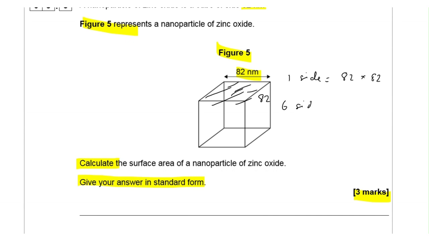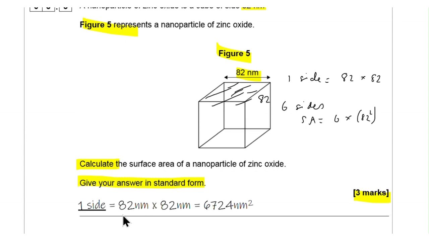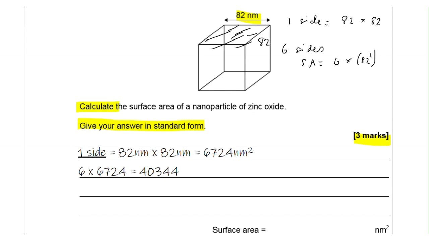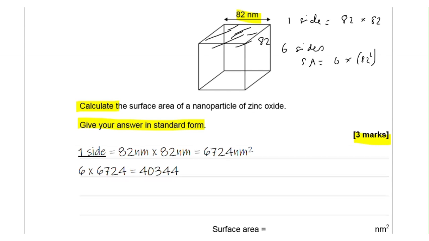Each side of the cube has a length of 82 nanometres. So, to calculate the area of one side or face, we have to multiply 82 by 82. There are 6 faces to the cube, so that means we have to multiply 82 by 82 by 6. So if we lay out our calculation, one side is 82 nanometres by 82, which is 6,724 nanometres squared. 6 times 6,724 is 40,344 square nanometres.